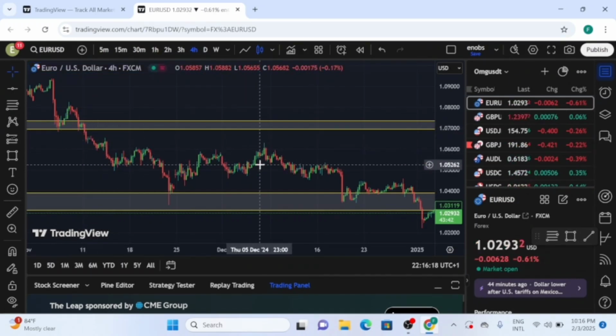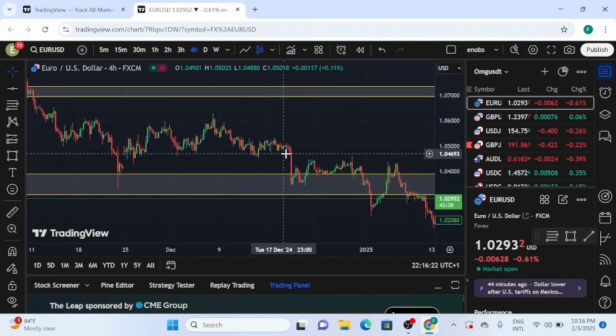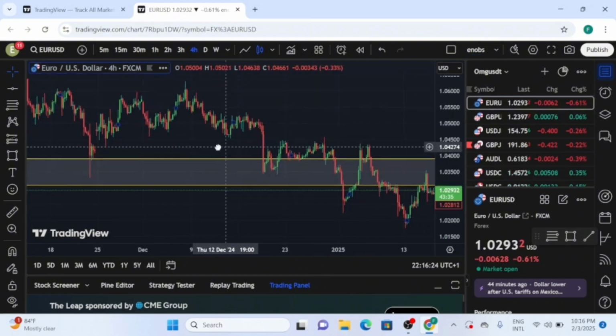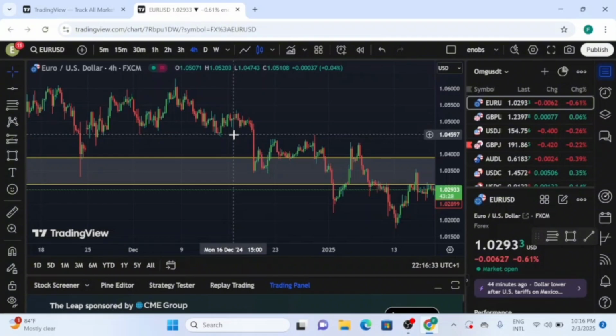So it is not enough for you to just buy at support and sell at resistance. That is not a good strategy. You should have other confluences. I have mentioned some of them, and there are still more, but there should be additional confluences that will make you enter your trade.